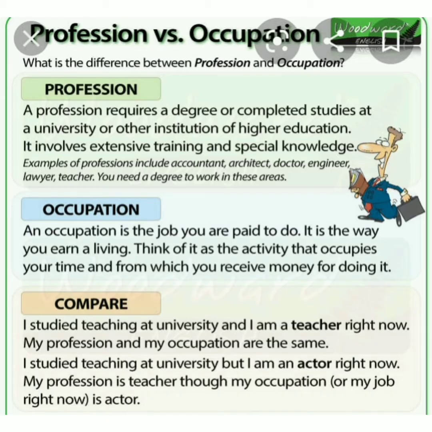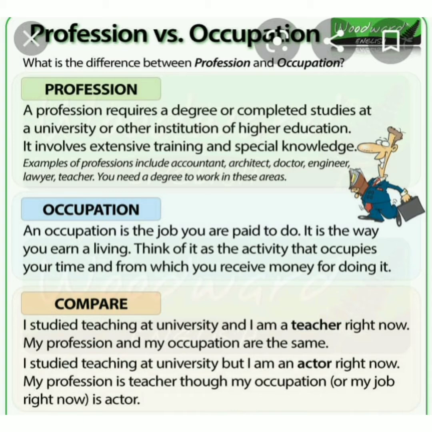Profession versus occupation. What is the difference between profession and occupation? Profession. A profession requires a degree or completed studies at a university or other institution of higher education. It involves extensive training and special knowledge. Examples of professions include accountant, architect, doctor, engineer, lawyer, teacher. You need a degree to work in these areas.